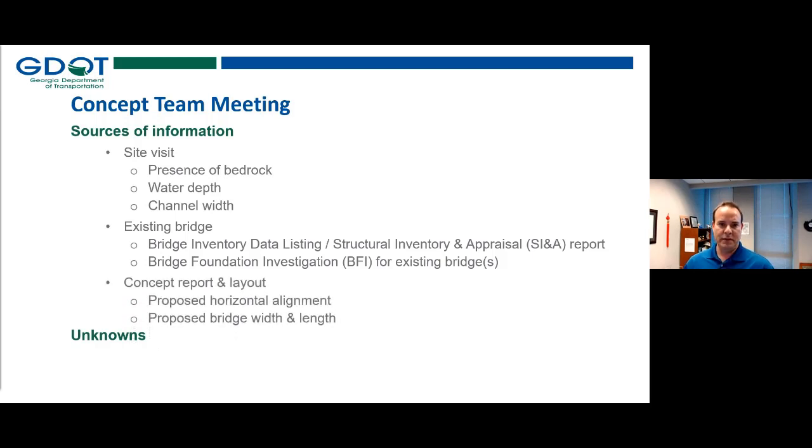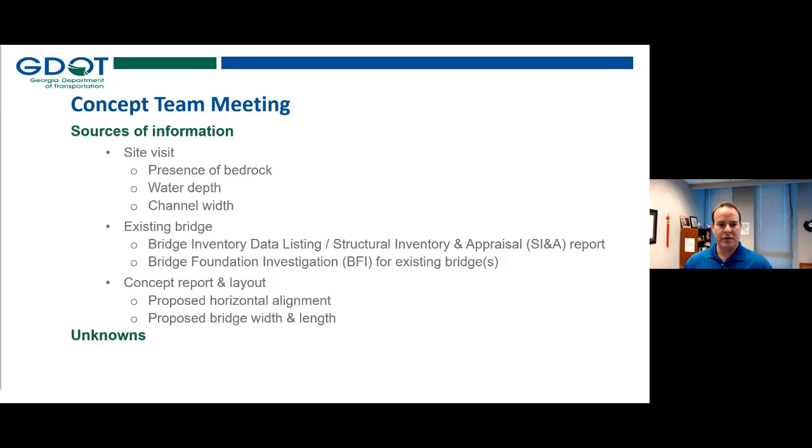At a team meeting, we should be looking at a draft report and layout. And these things, again, seem very simple, but we like to think that they're in line with the simplicity of this approach, because so much of defining this hatched area is based on the bridge locations. Well, at concept, we should be looking at a proposed horizontal alignment that we have pretty high confidence in, and we should know the proposed bridge width and length.